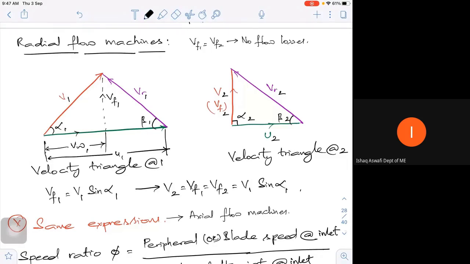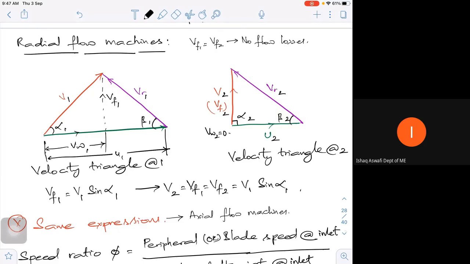Then I have my VR1. Now what I did, I want to make it minimal. So VR is made minimal. If I want to make VR to be minimal, I need to have it vertical exactly. For this case also, my VW2 is equal to 0.